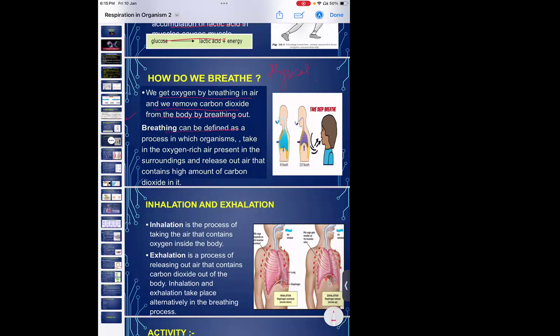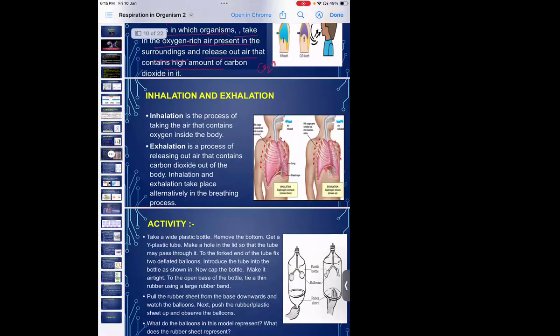Breathing can be defined as a process in which organisms take in oxygen-rich air from the surroundings and release air that contains a high amount of CO2. So generally, we take the air inside, which is rich in oxygen, and release air which is rich in carbon dioxide. So two processes are there. This is inhalation, also called inspiration, and this is called expiration.